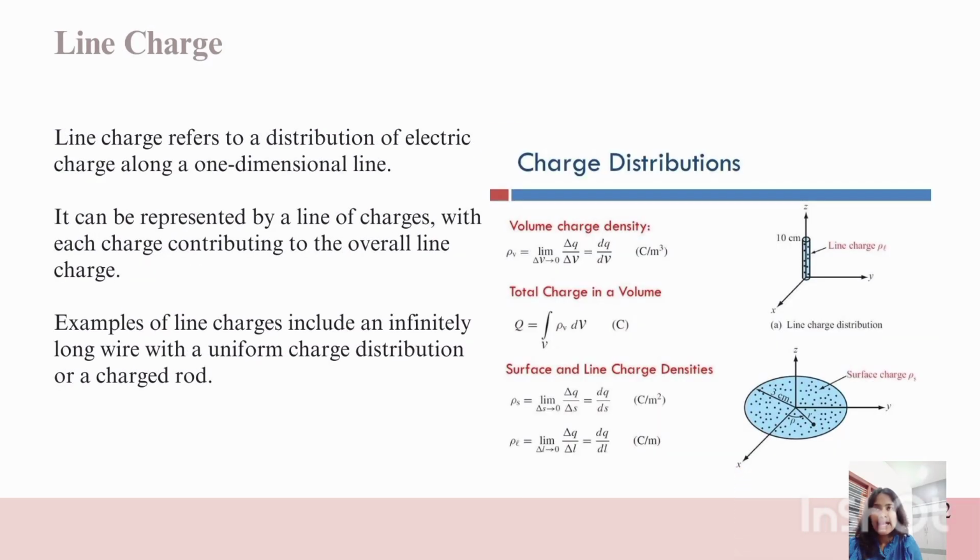Let's see about line charge. What is line charge? Line charge refers to a distribution of electric charge along a one-dimensional line. It can be represented by a line of charges, with each charge contributing to the overall line charge. Examples of line charges include an infinitely long wire with a uniform charge distribution or a charged rod. The charge distribution can be defined in the form.